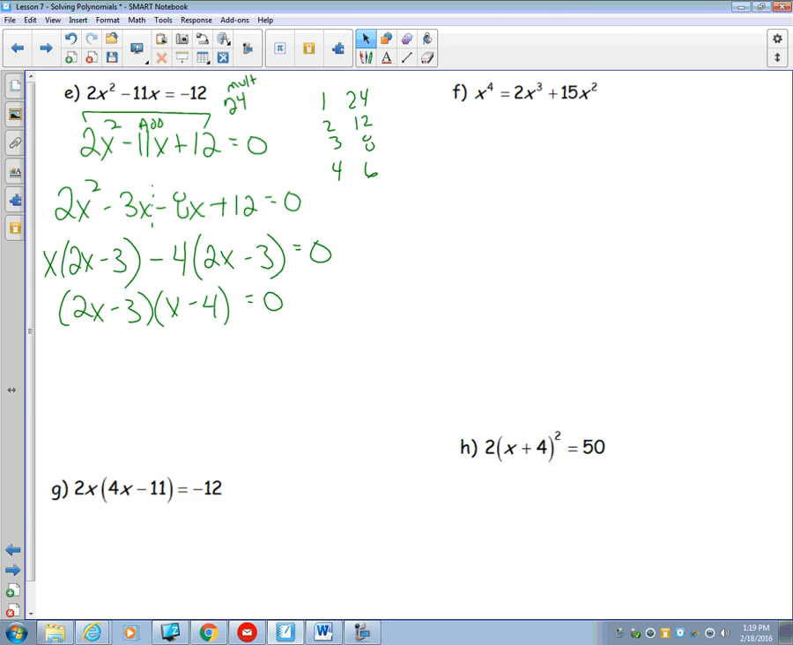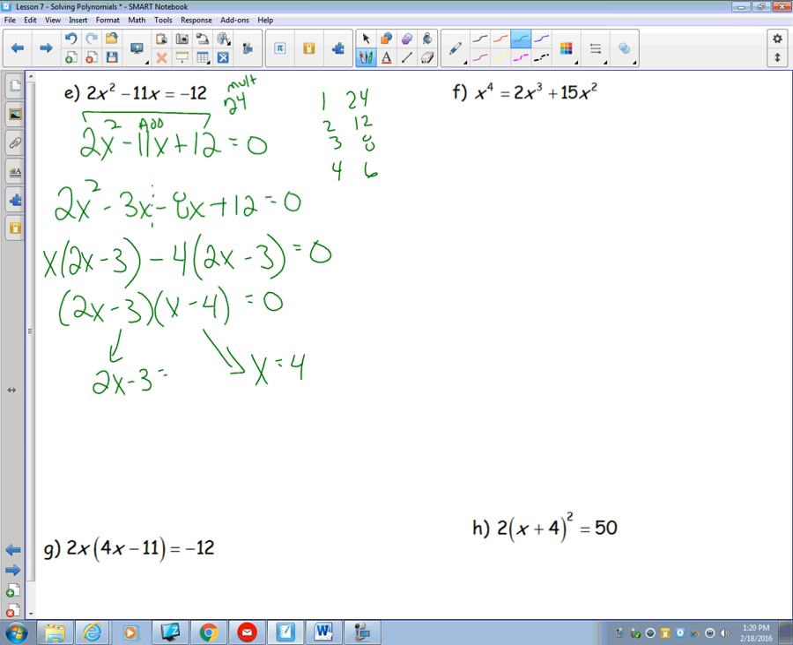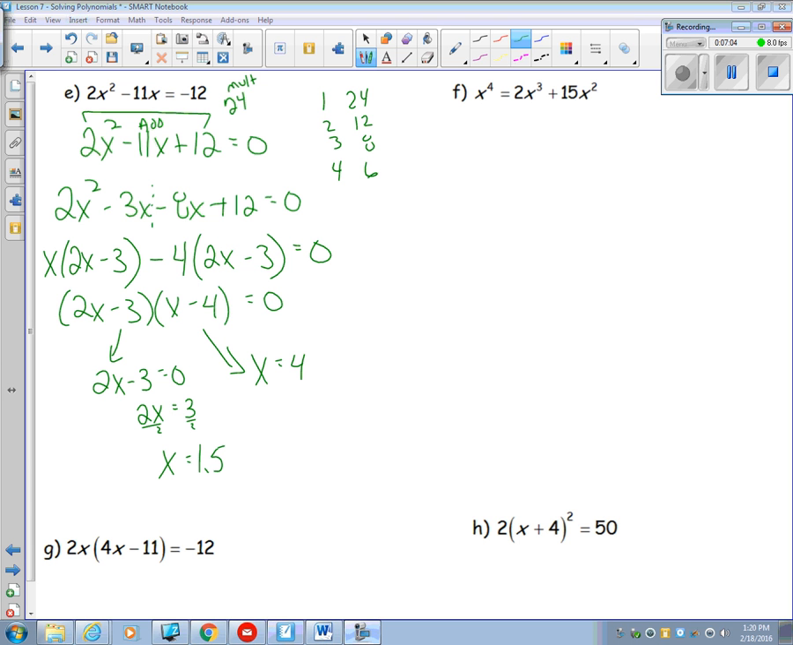Now, I didn't want to just factor it. I want to solve this, right? So I need my zeros. One of them is easy. This one over here, x equals 4. This other one is kind of hard to tell. So I write down, let's see what makes it equal 0. And then I solve it. Numbers on one side, letters on the other. Divide out that 2, and x equals 1.5. We've solved it. Okay. You guys try the next one.